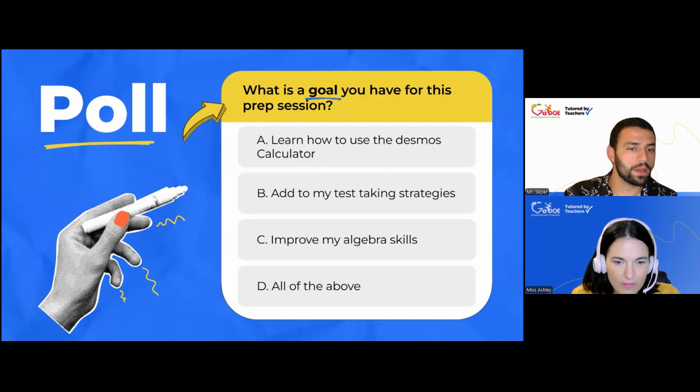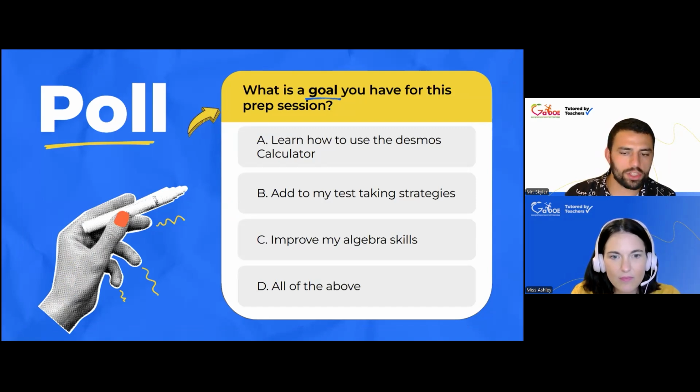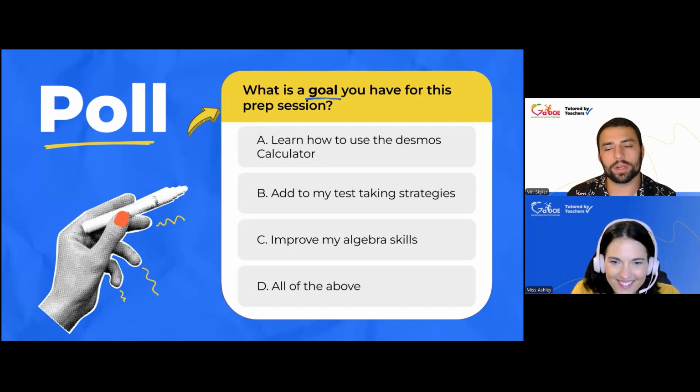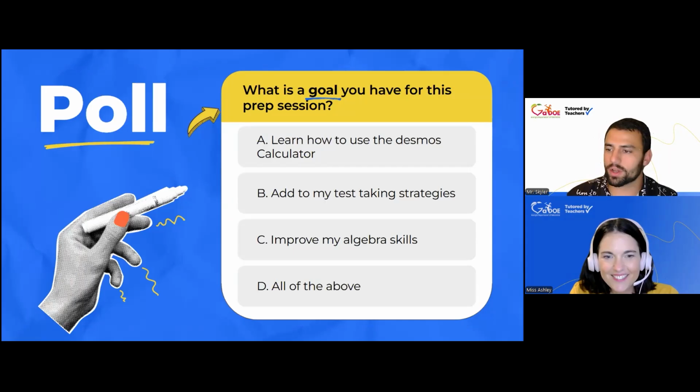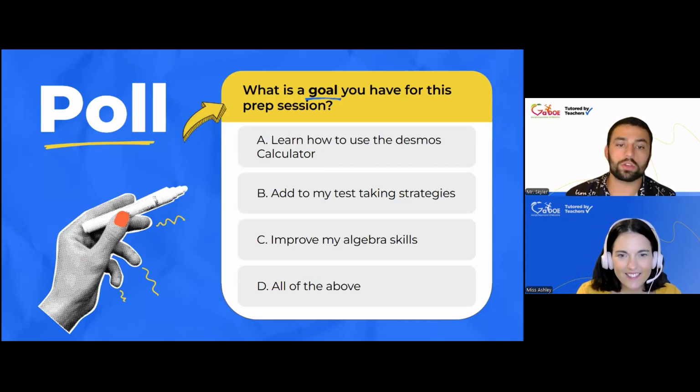Now, we're going to go ahead and open up a poll. We want to know what goal you have for this prep session. While you're stuck in here with us, you're not stuck. We appreciate you joining us. But while you're in here with us, what is your goal? I want to know what you want to have figured out by the end.